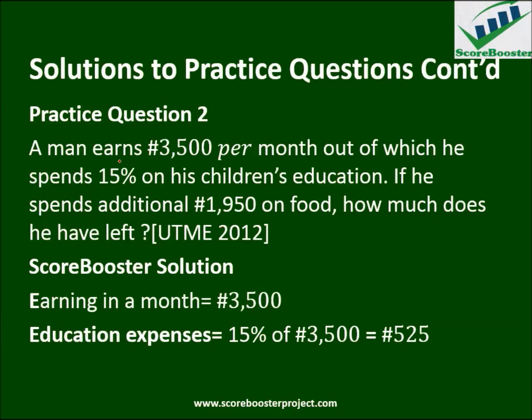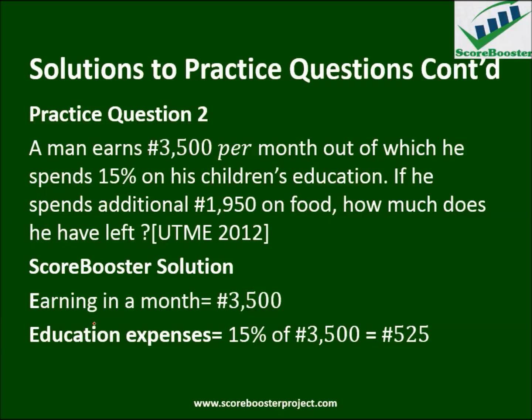So the man's earnings in the month is 3,500 naira. So this is the man's monthly earnings, and now he spends 15% on his children's education and 1,950 on food. So as can be observed from the question, the man runs two expenses, which are education expenses and also food expenses.